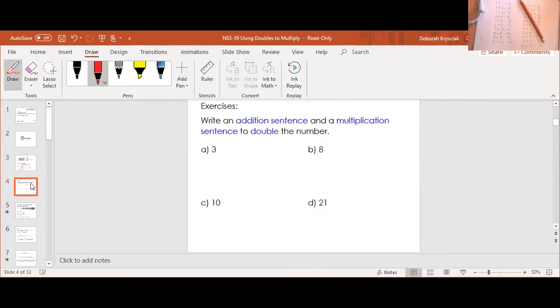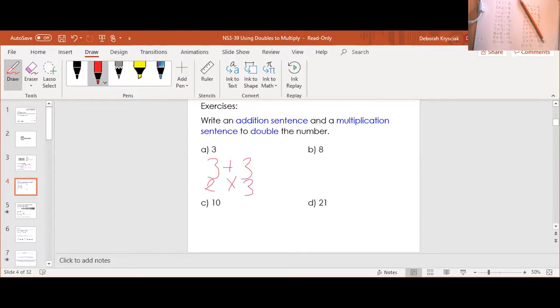Okay, now let's look at this page here. What they're saying here is they want you to write an addition sentence and a multiplication sentence to double the number. So whenever it says double, you know that that's the doubles. We're adding two, multiplying by 2. Okay, so here we go. We're going to write an addition sentence and a multiplication sentence. So it would be 3 plus 3, or 2 times 3.